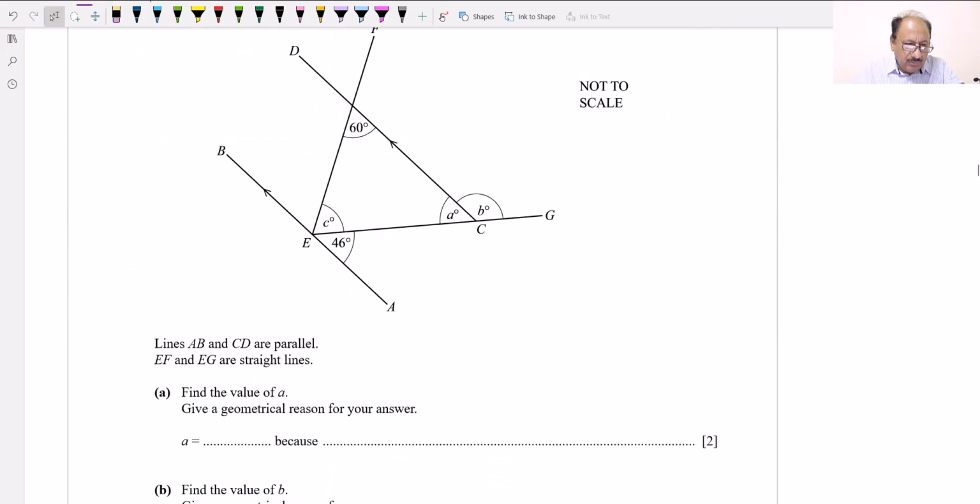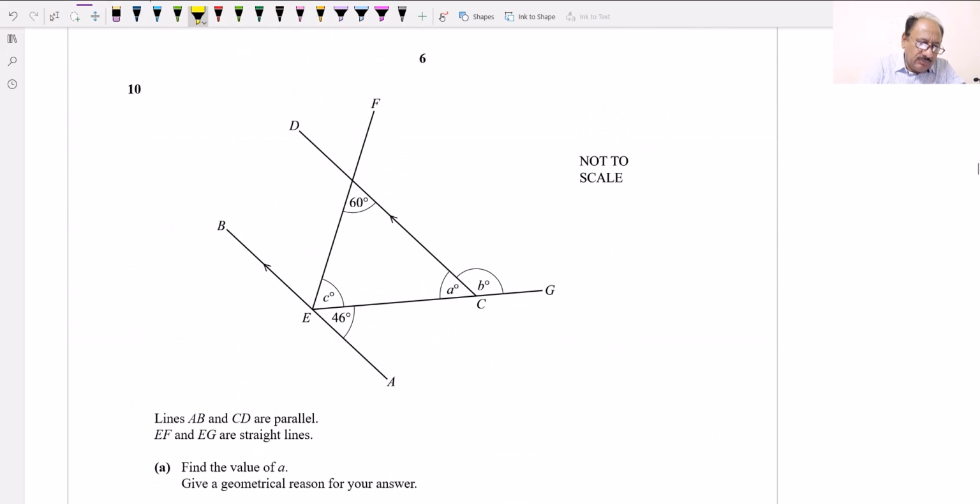Now question number 10, and the diagram is provided which is not to scale. Lines AB and CD are parallel; these are the parallel symbols. EF and EG are straight lines. EF is this one and EG is this one. These two are straight lines. A part, find the value of A. So A is required, and we can give a geometrical reason for the answer also.